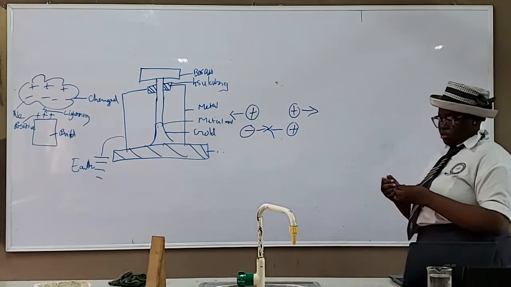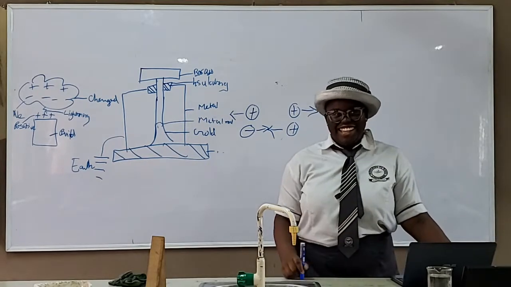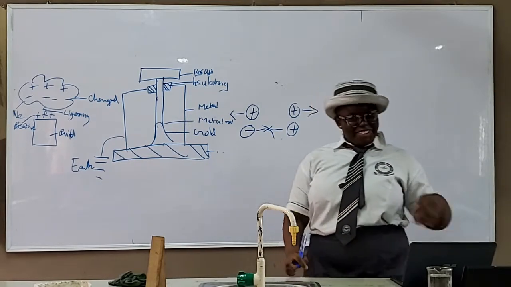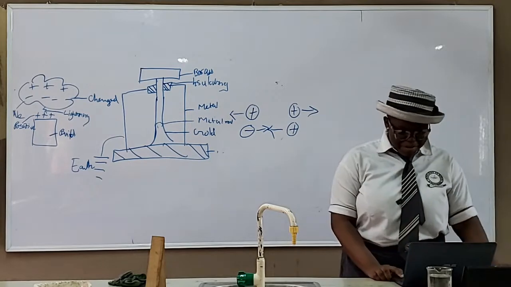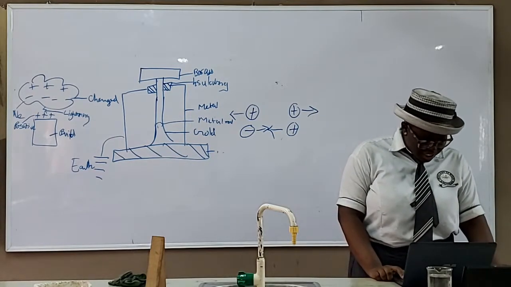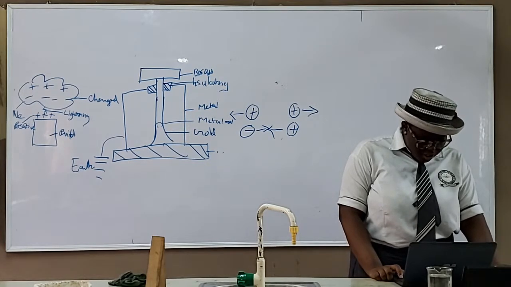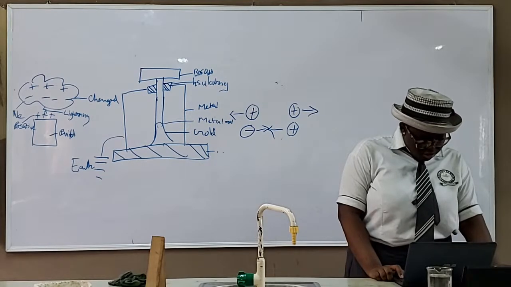A gold leaf electroscope. I don't know it. I cannot even remember it. Is it not in your body? Yes, that's on me. I don't know. There it is. Okay, thank you.